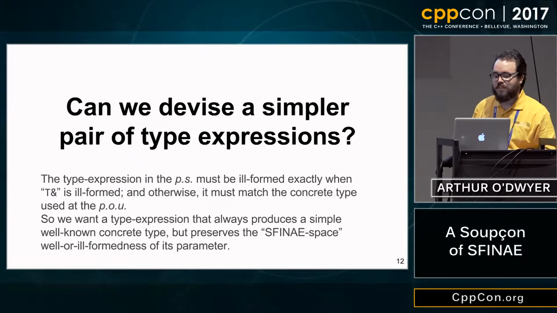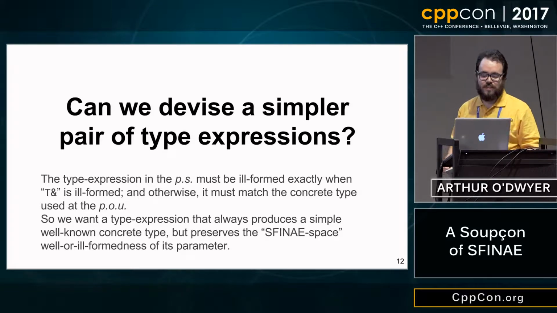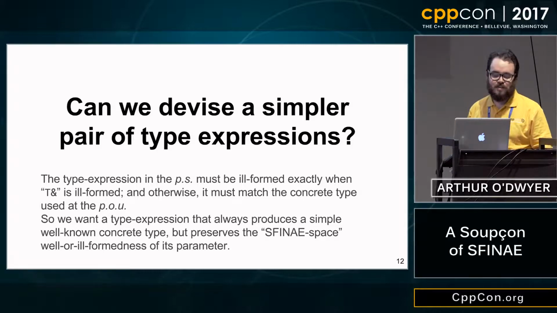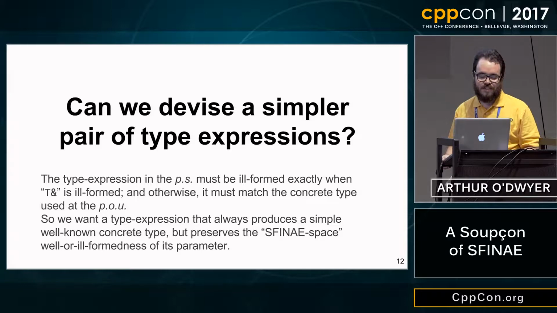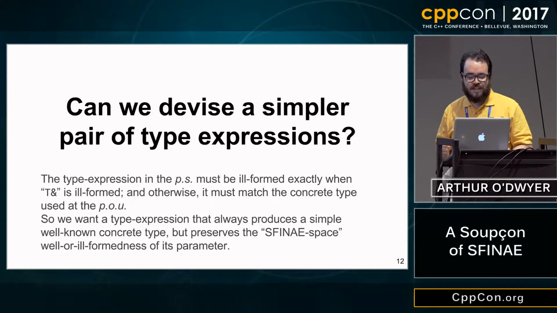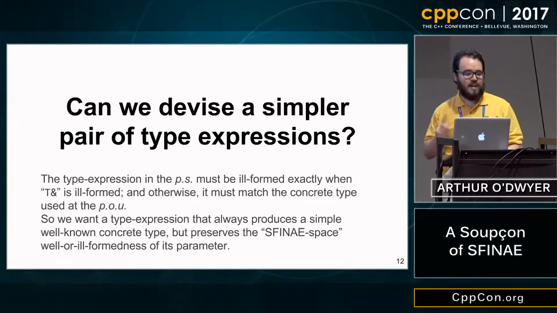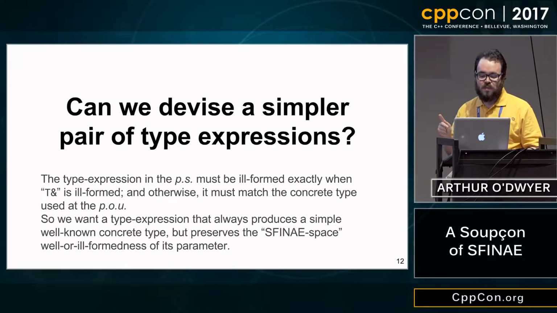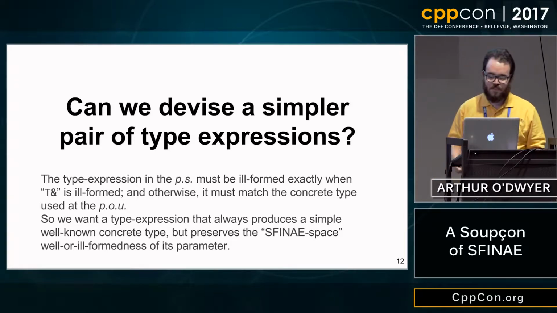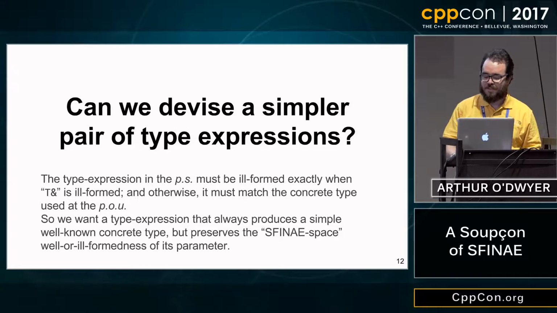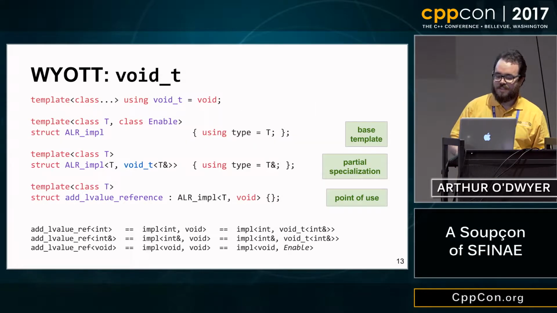All right, but can we devise a simpler pair of type expressions? The type expression in the partial specialization has to be ill-formed exactly when Tref is ill-formed. Otherwise, it has to match the concrete type used at the point of use exactly. And so we had a problem there that figuring out this pair of types where one of them has to be ill-formed exactly when the other one is, and otherwise they have to match exactly, was complicated. We would like a simpler type expression for this. And we can get it. We use void_t.